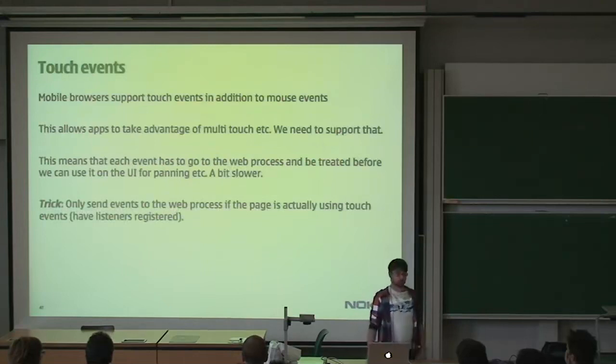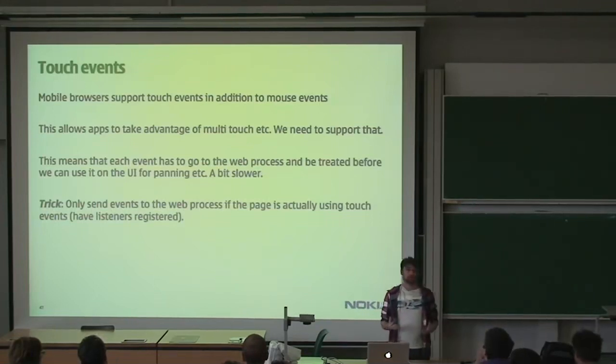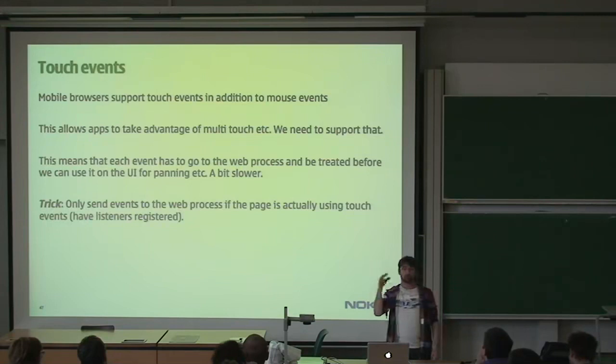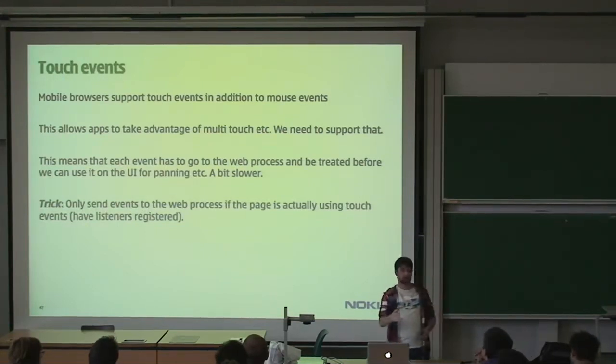So mobile browsers used today support touch events, which makes it possible for the pages to deal with the events in the way they see fit. But that also means that every touch event you get, you have to send to the web process, which will then have to handle it or ignore it. If it ignores it, it has to get back to us, and then we can do our panning or handling.